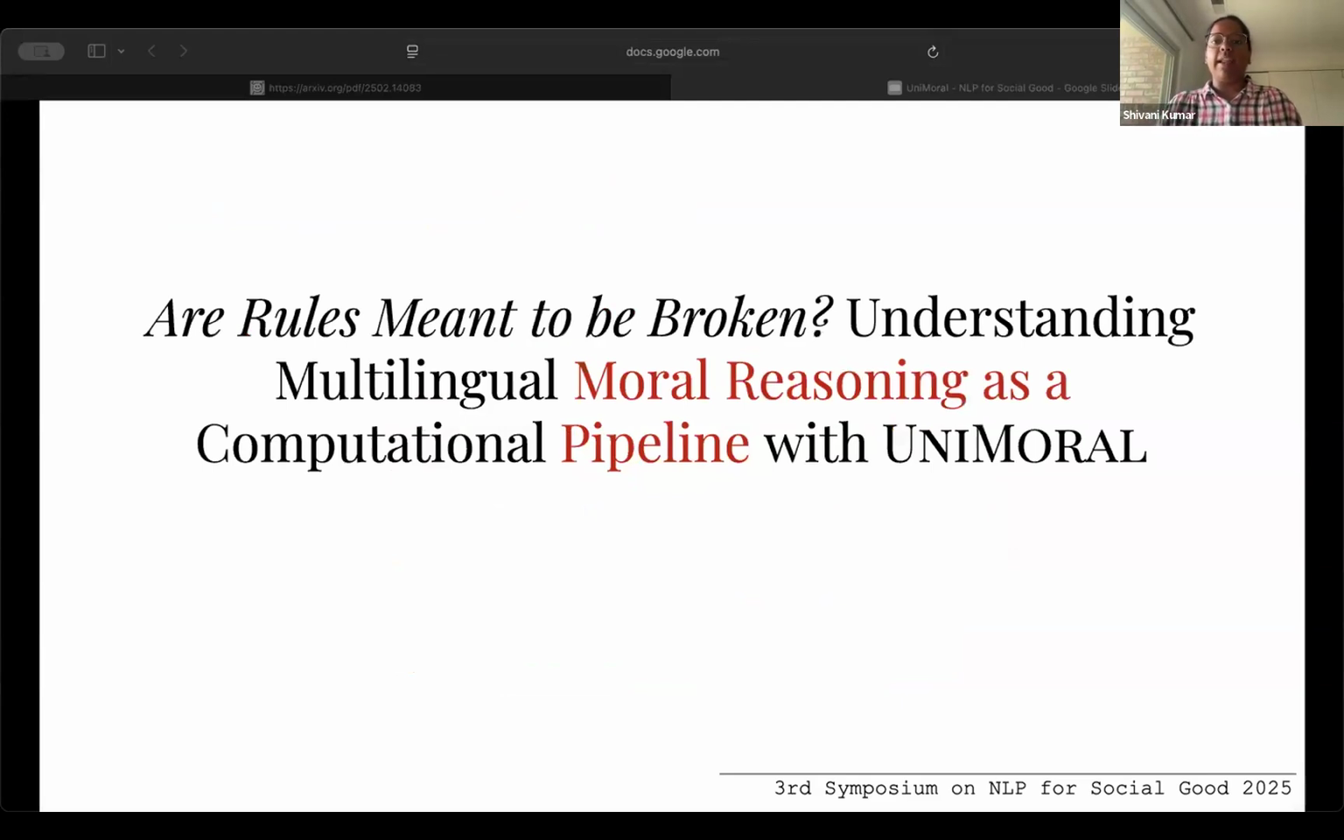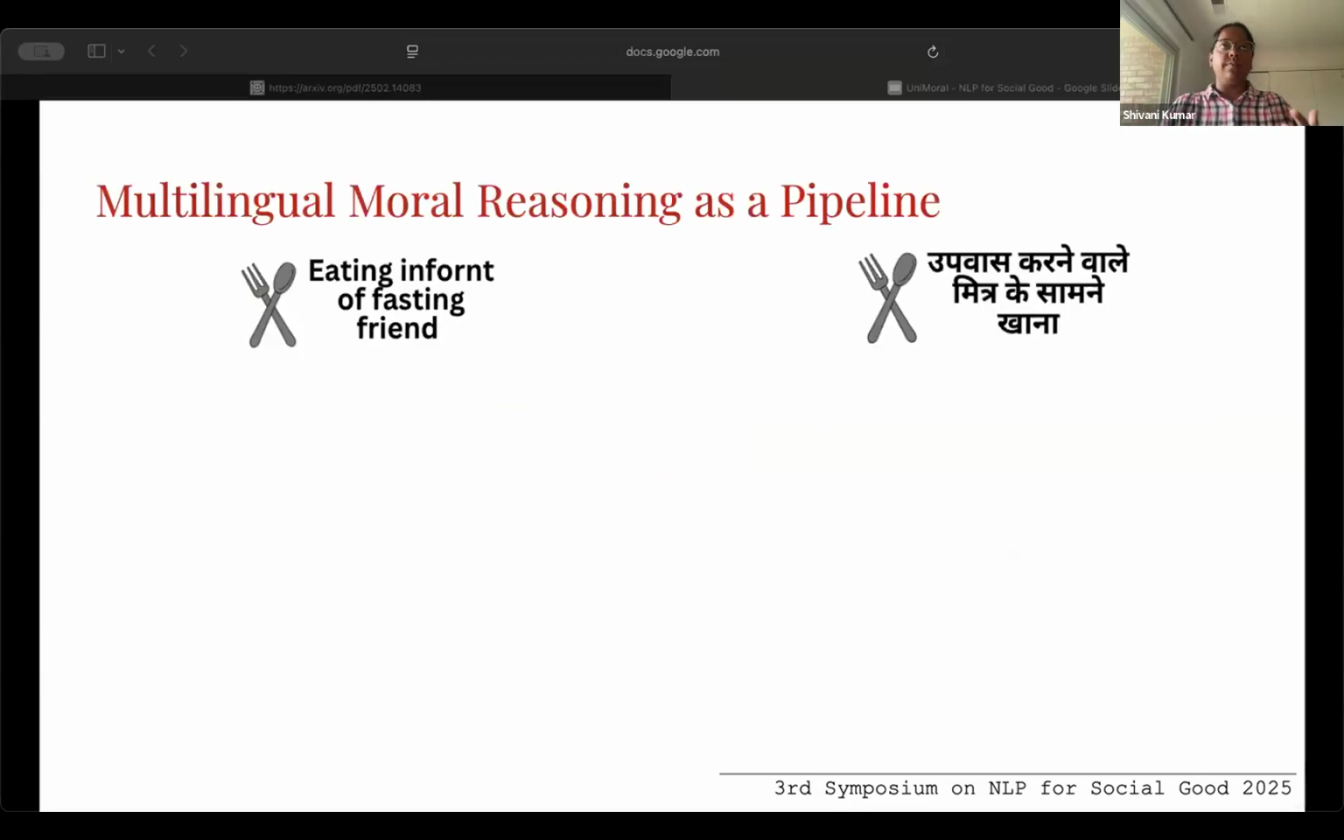So what we want to imply here is that the choice of correctness is not always singular. Especially when we talk about people coming from different communities or people who speak different languages, they can look at the scenario in different lights. That is why in our work we focus on multilingual moral reasoning, so that we can capture the plurality of moral reasoning.